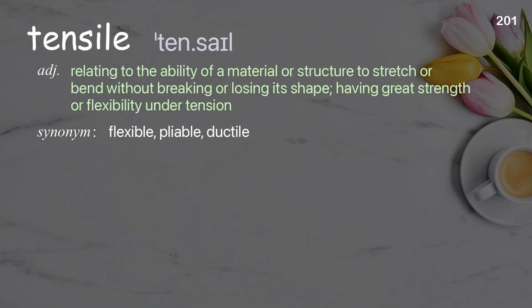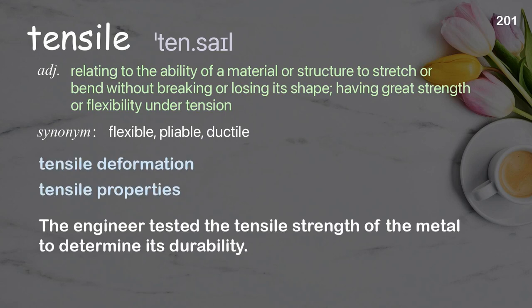Tensile. Relating to the ability of a material or structure to stretch or bend without breaking or losing its shape, having great strength or flexibility under tension. Examples: tensile deformation, tensile properties. The engineer tested the tensile strength of the metal to determine its durability.